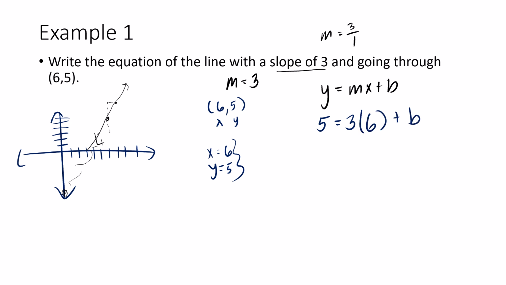And then what that means is that the only thing in this equation that I don't actually have a value for is the y-intercept. But because I know that the point 6,5 would make this equation true, I can use that to figure out what b is. So 3 times 6 is 18. And then we would subtract 18 from both sides or add -18.